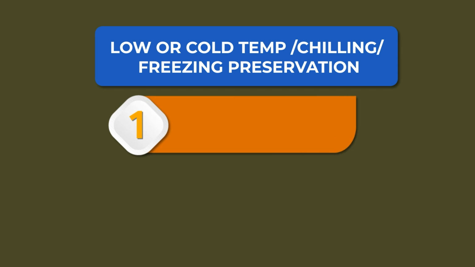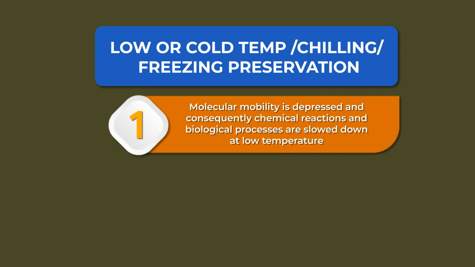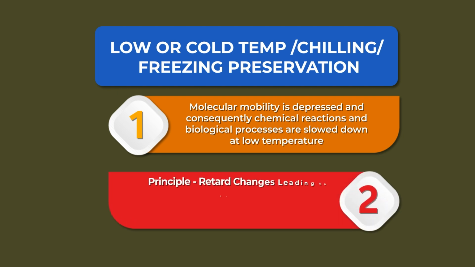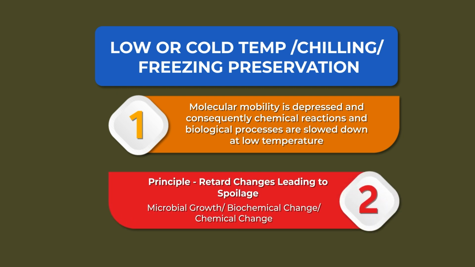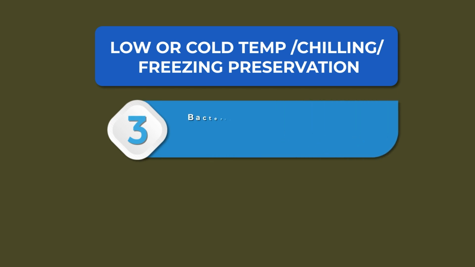the food preservation. Molecular mobility is depressed, and therefore the chemical reactions or the biological changes which are taking place in foods are slowed down. Equally, this is applicable to the microbes. So, what is the principle here? The principle here is that microbial growth, biochemical changes, and chemical changes are in a way slowed down.